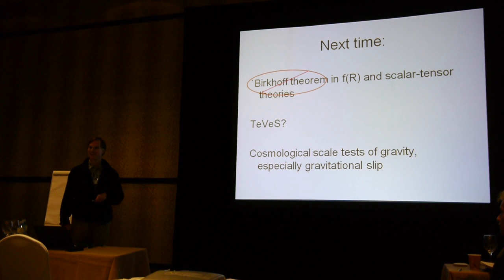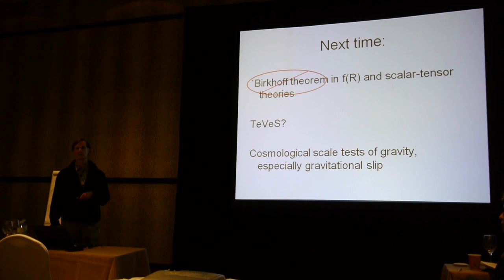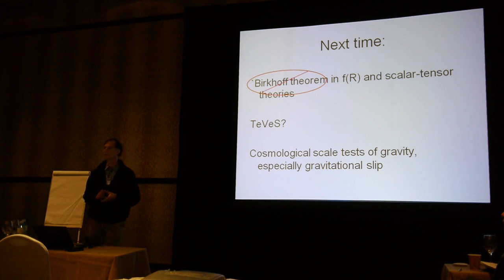I may or may not touch on TeVeS, the tensor-vector-scalar theory of Bekenstein, which is a Lagrangian-based implementation of modified Newtonian dynamics. I think I'm going to call for a vote of the audience whether to spend any time on TeVeS or to devote the bulk of my third lecture to something that's a little closer tied to observations, which is cosmological scale tests of gravity, and especially of the gravitational slip. So I will stop now and take questions, and I'm also going to ask for a vote on TeVeS. Thank you.